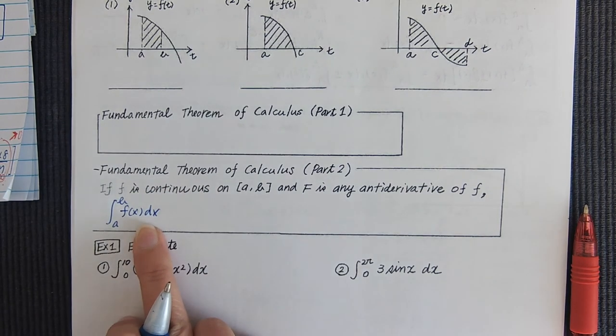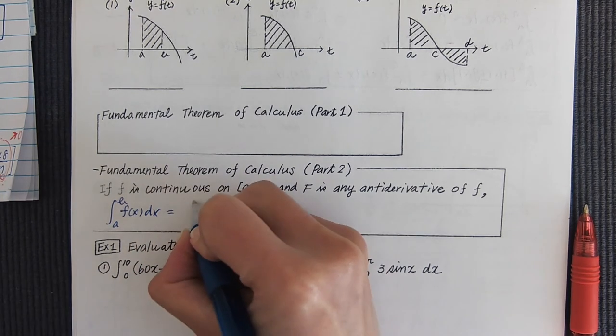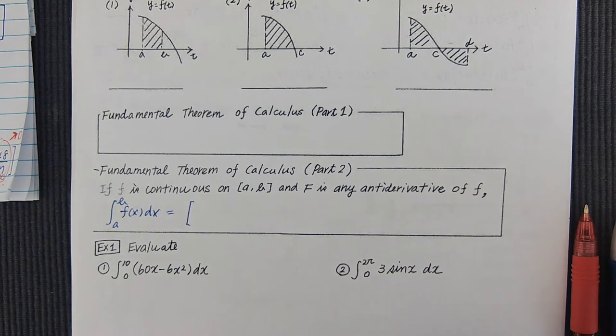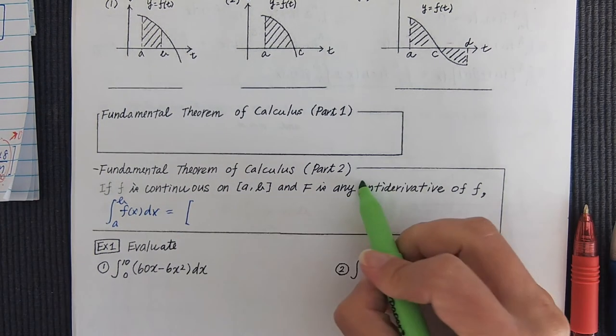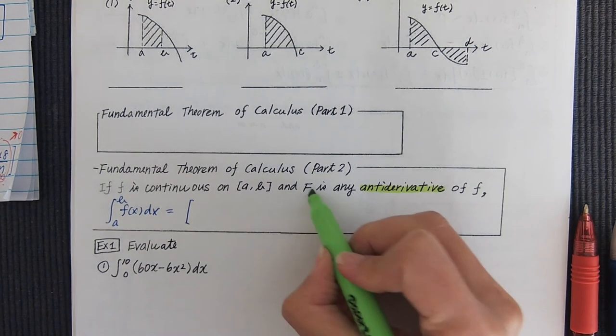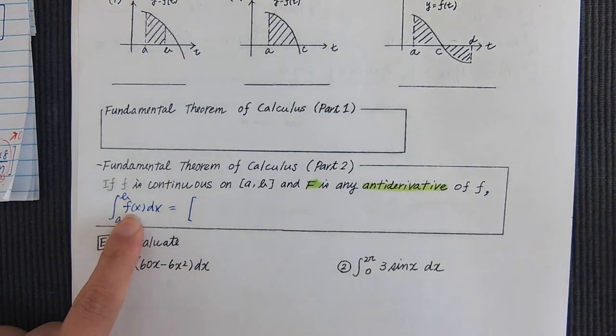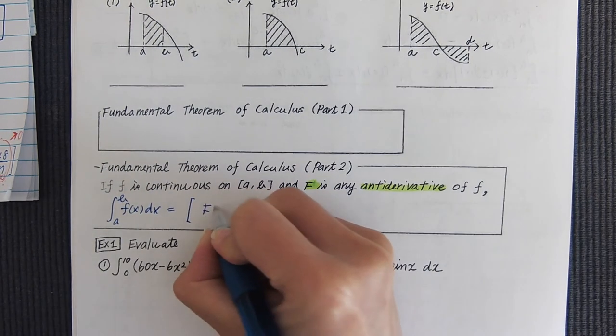Then I know we practiced how to find a limit, but probably you don't want to do a limit because that takes forever. So what we're going to do is find the antiderivative, right? That's the big F. I'm going to find the antiderivative, which is big F.